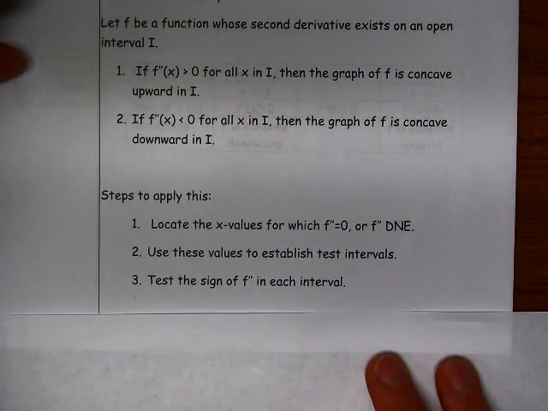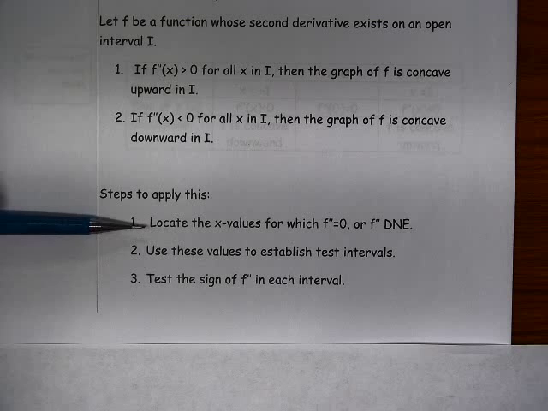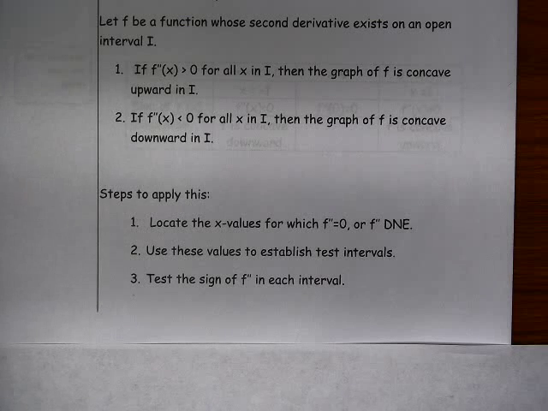So the process that we're going to use is again much like using the first derivative test for increasing and decreasing functions. Here we're going to locate the x values for which f double prime is either equal to 0 or doesn't exist. Use these values to establish test intervals, and then test the sign of the second derivative.